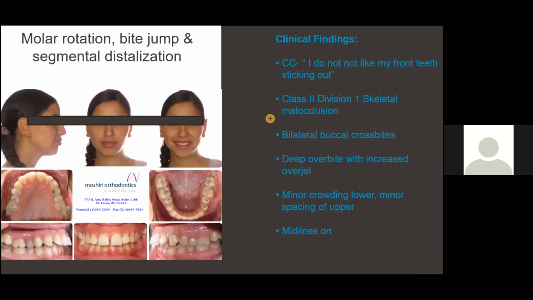Another class 2 case showing molar rotation and bite jump with segmental distalization. This patient, as you notice, is also presenting with a bilateral Brody bite. So the 7s are in complete buccal crossbite. So a challenging type case that if you try to treat this with fixed, that'd be tough, because the patient is probably always going to include on her 7s on the lower arch. To torque those teeth back in is a challenge. I find that these cases do respond well to Invisalign, but you have to take some considerations, of course.